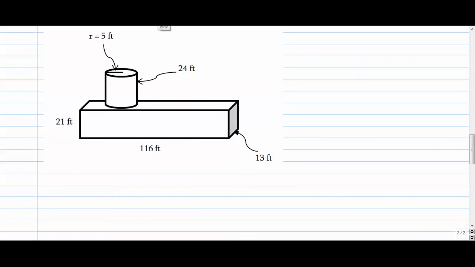Number 2, we have a rectangular prism and a cylinder on top. And our job is to find the total surface area. Well, for the total surface area of this thing, I think it might be easiest to find the surface area of the prism first.